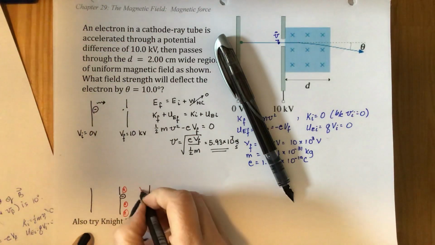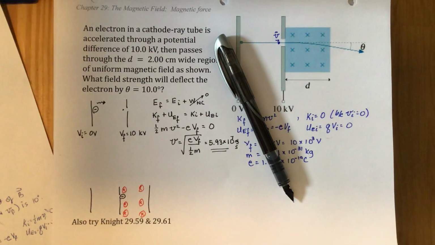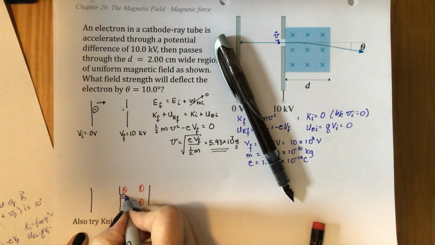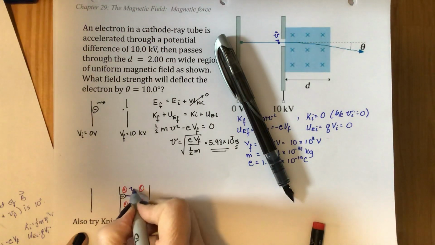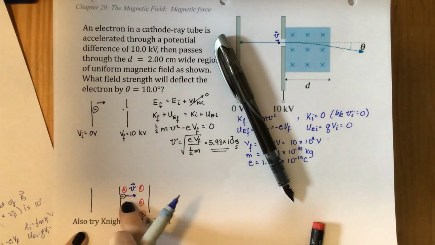The magnetic field points into the page. Let's get some vectors on here. The velocity with which it enters the field is the v that we just found. So if it enters this field with this velocity, what's the direction of the force on it going to be?